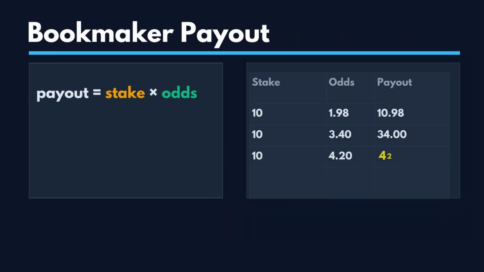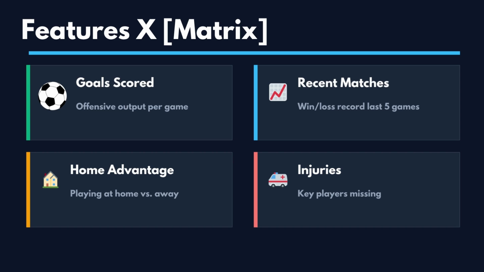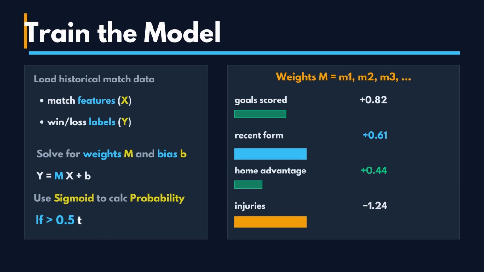Okay, the payout, how much you make, is simply the stakes, how much you put down, multiplied by the odds. The features matrix. In machine learning, we organize the input into what's called a features matrix. Each column represents a measurable property. For sports betting, these might include goals scored, recent win-loss record, home team advantage, injuries. The model is trained on historical values. The bookmaker plugs current values into the model to set the odds for the next game.